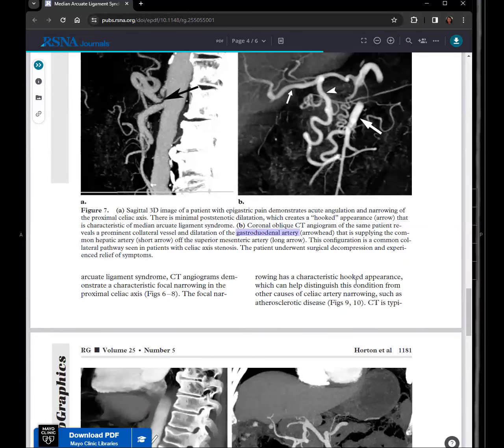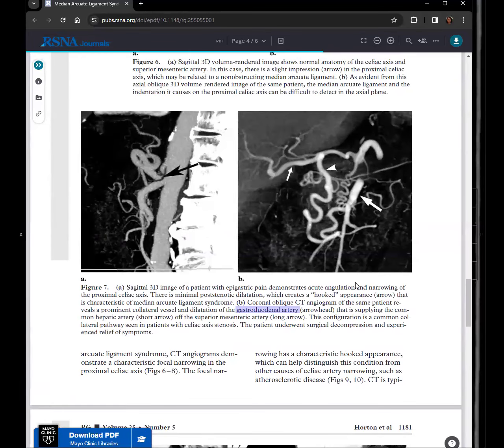That makes sense. And the other thing is it's a diagnosis of exclusion. If you just see kinking, a lot of people incidentally have kinking on CT, but if you don't see these collateral vessels and they don't have abdominal pain, then it probably is just incidental. The other thing you can do is an ultrasound to see if there are accelerated velocities in the celiac axis.